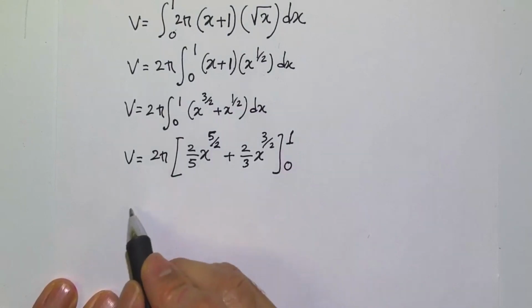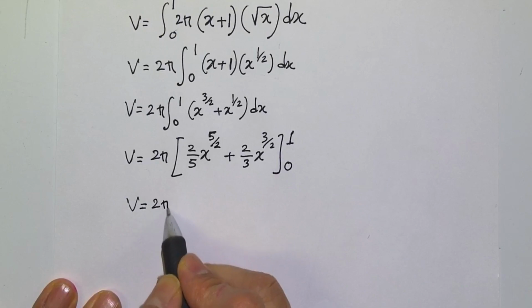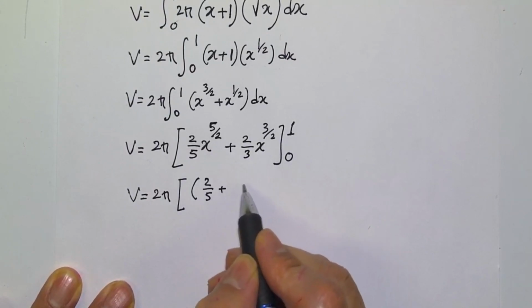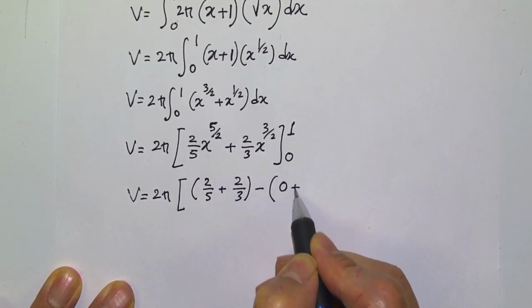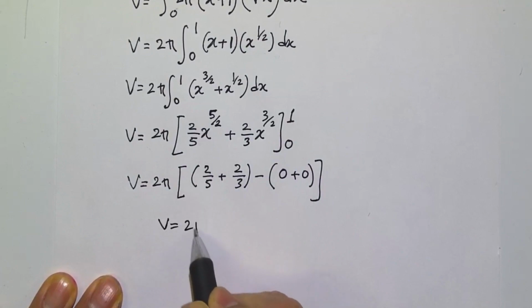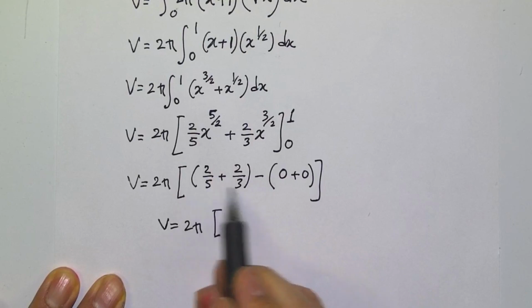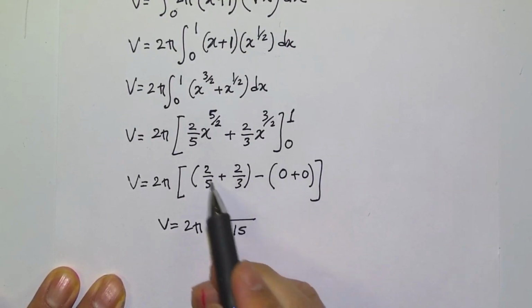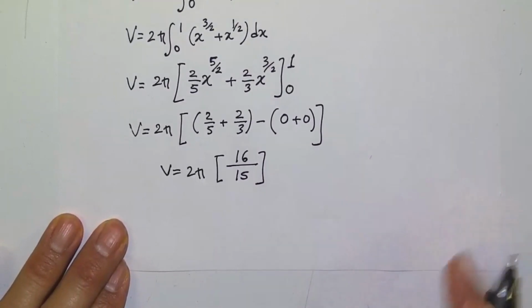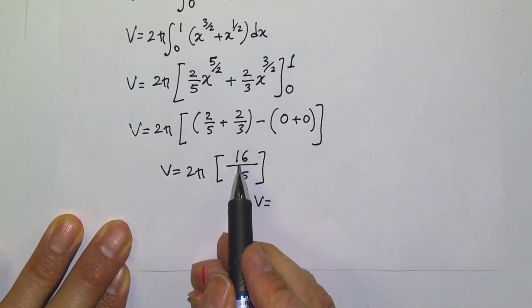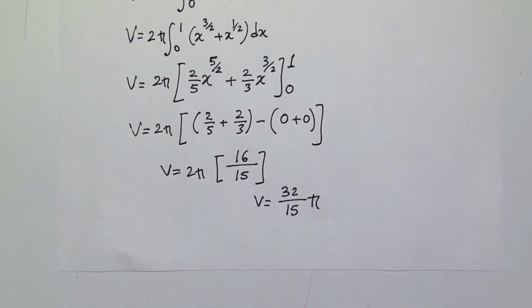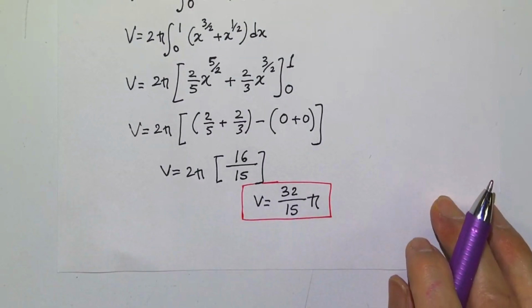All right, so let's substitute for x with these quantities, keeping in mind that we have this 2 pi in front. So that's just going to be 2 over 5 plus 2 over 3 minus 0 plus 0, right? When we substitute for x with 0, we get that. So then we have 2 pi times, with 15 being the common denominator, 6 plus 10, 16 over 15. And then, of course, we have V equals 32 over 15 pi. Okay, so that's that.